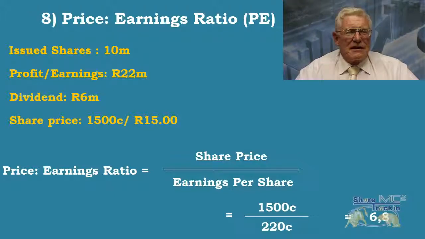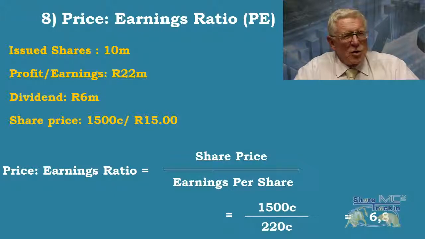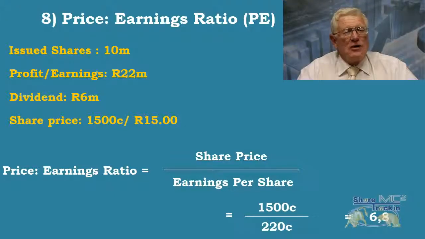Another way of looking at that is that if you bought the share for 1,500 cents and the company carried on making 220 cents per year in profits, then it would take you exactly 6.8 years to recover the price that you'd paid for the share. So the price-earnings ratio is also called the earnings multiple by a lot of people, and it is very commonly used overseas. In fact, overseas you almost never hear of the earnings yield. You only hear of the price-earnings ratio or the multiple that a share is trading on.